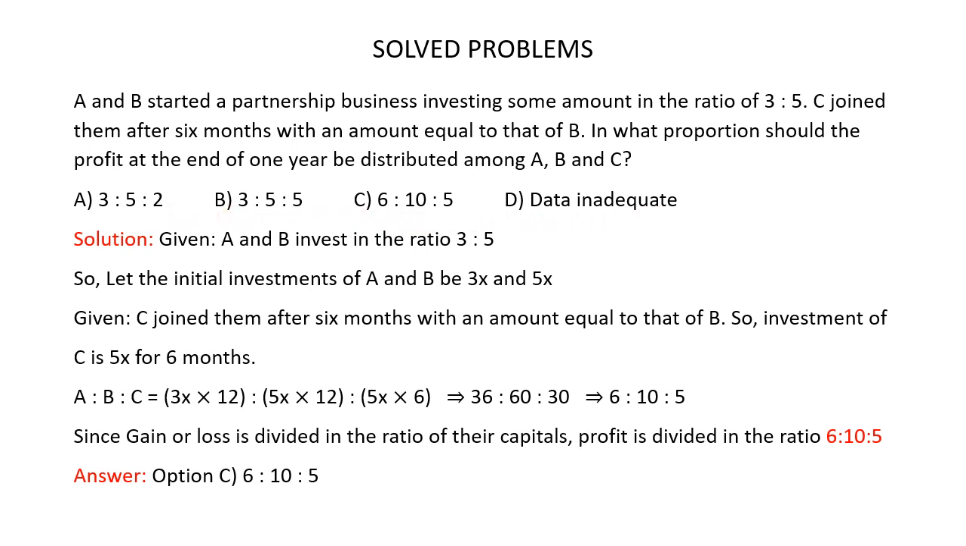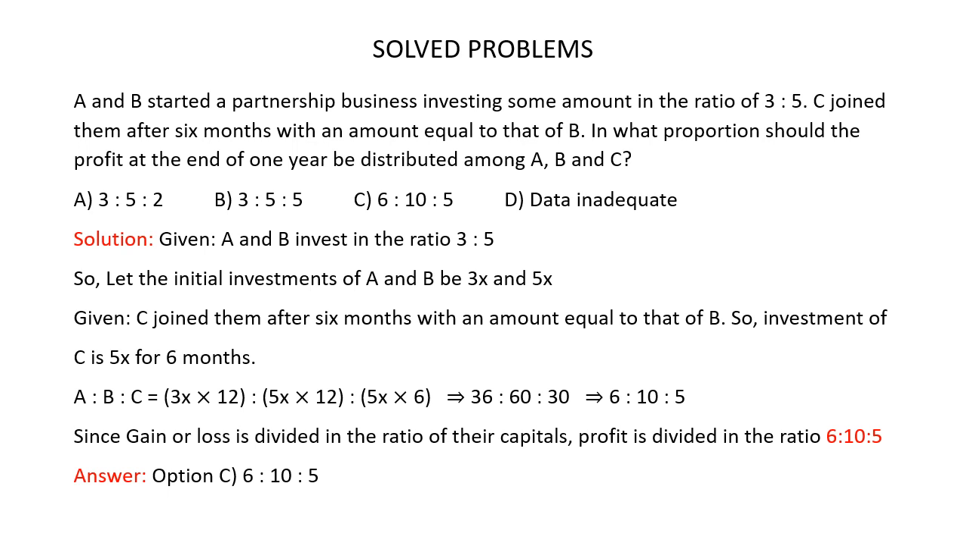Now it's given that the profit is distributed at the end of 1 year. So the investment period is 1 year or 12 months. Now it's given that A and B invest in the ratio 3 is to 5. So let the initial investment of A and B be 3x and 5x respectively. C joined them after 6 months with an amount equal to that of B. We know that B's initial investment is 5x, so C's investment is also 5x.